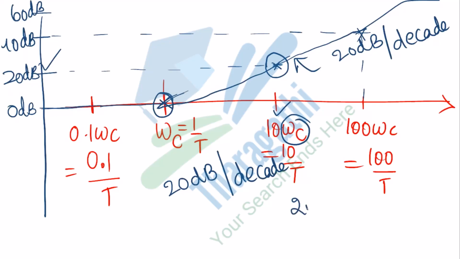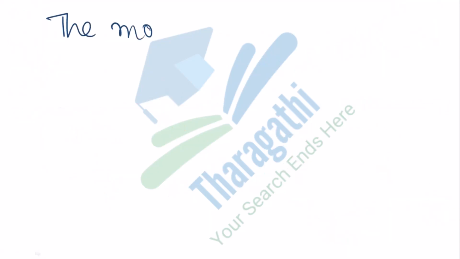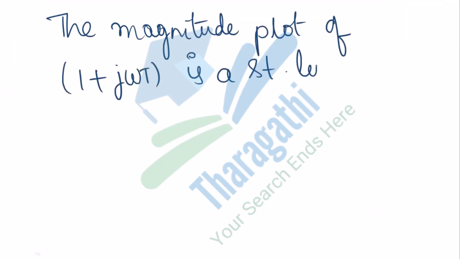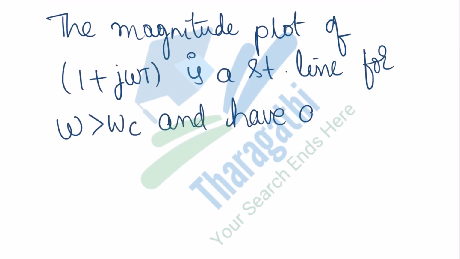You know how to calculate the change: gain at the highest frequency minus gain at the lowest frequency, divided by the frequency change. So the frequency change is 1 decade, and the change in gain is 20 minus 0, that is equal to 20 dB. So the magnitude plot of 1 plus j omega T is a straight line for omega greater than omega c and has a slope of 20 decibels per decade.